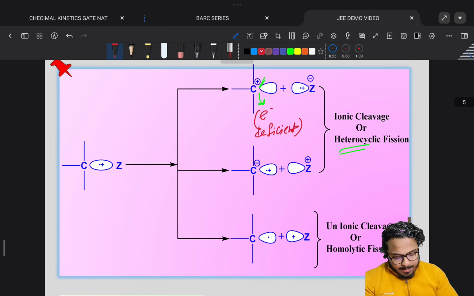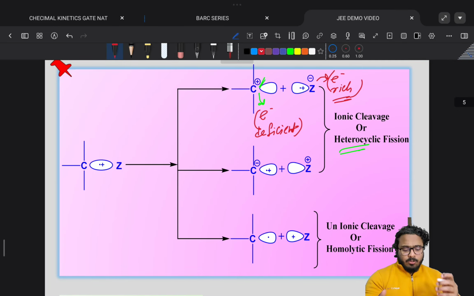Okay, and the other one is electron rich. So as you can see here, the sharing of electron pair is unequal. Okay, and the same is vice versa. When the carbon will be electron rich, the other portion will be electron deficient. So this type of bond cleavage is called heterolytic.